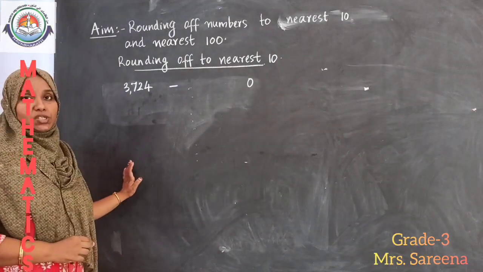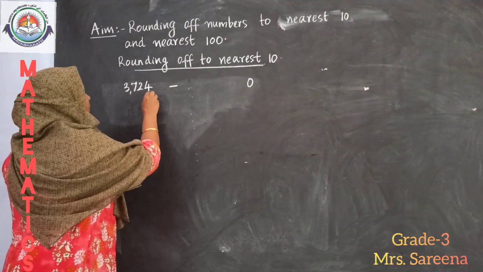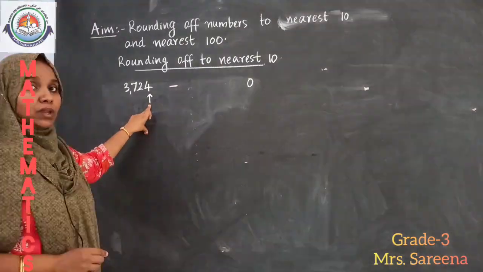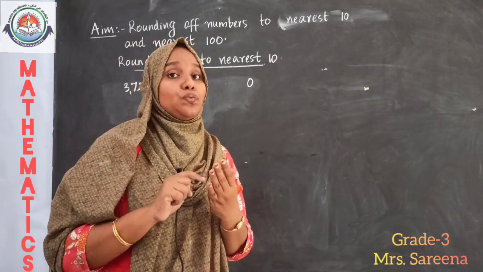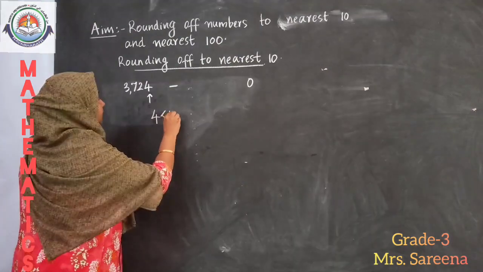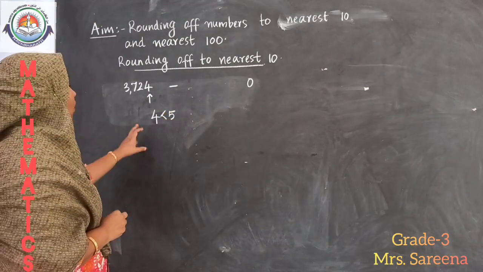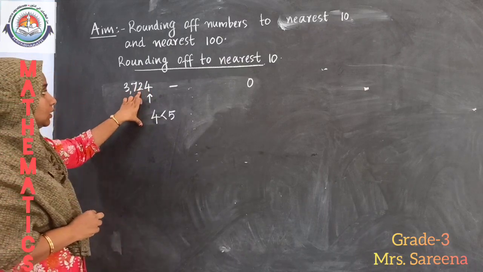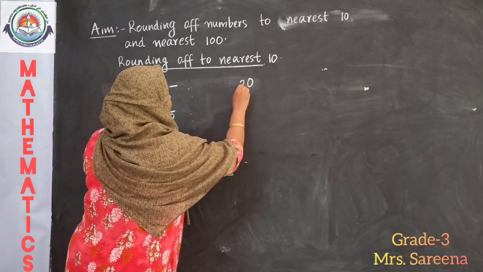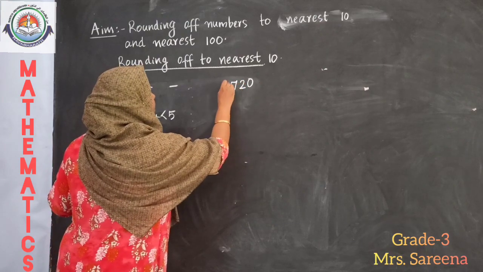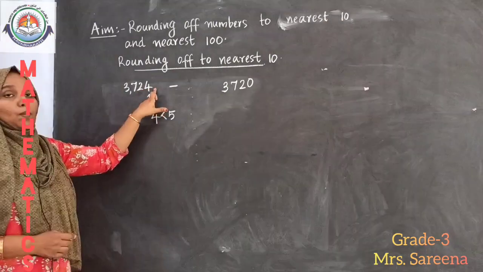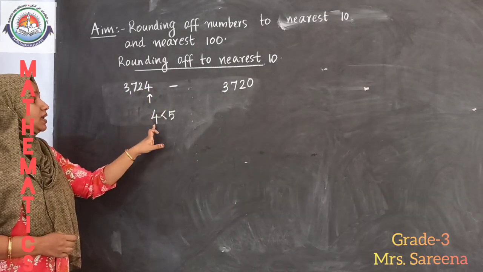Then what is the next step? You check the number at the ones place. What is that number? That is 4, and this 4 is less than 5. So there is no change to the number at the tens place. We can put it as 2 itself and the other 3 numbers remain the same. The number at the tens place has no change if the number at the ones place is less than 5.